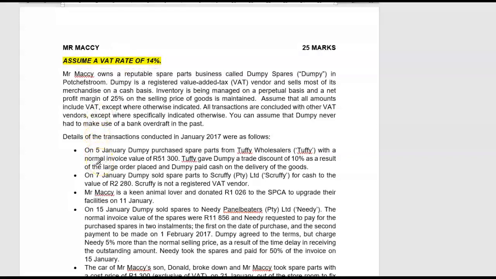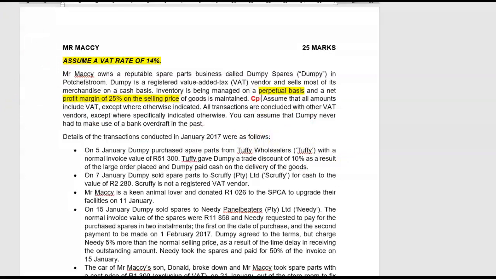Mr. Maccy owns a reputable spare parts business called Dumpy Spares in Potch. Dumpy is a registered value-added tax vendor and sells most of his merchandise on a cash basis. Inventory is being managed on a perpetual basis, important, and a net profit margin of 25% on the selling price of goods is maintained. So let's just add our profit formula here so that we know exactly what we're talking about. It is 25% on the selling price.